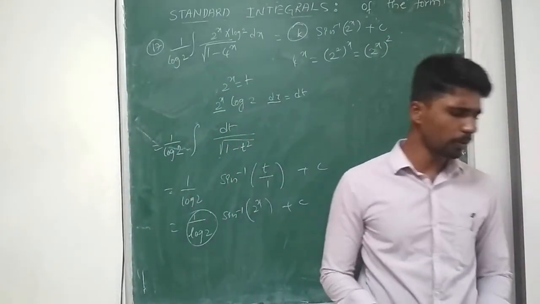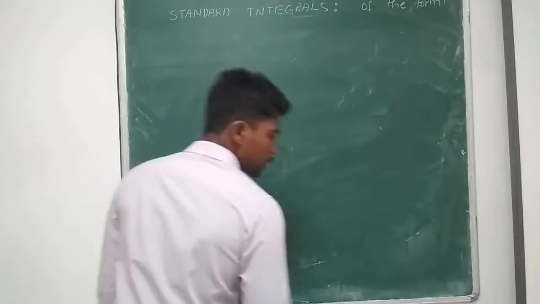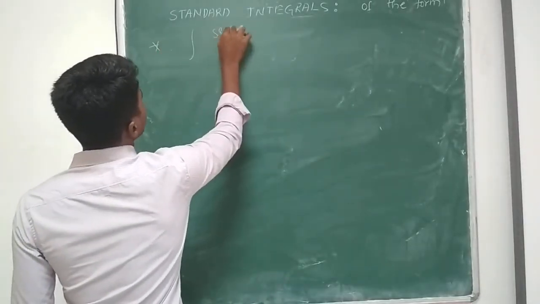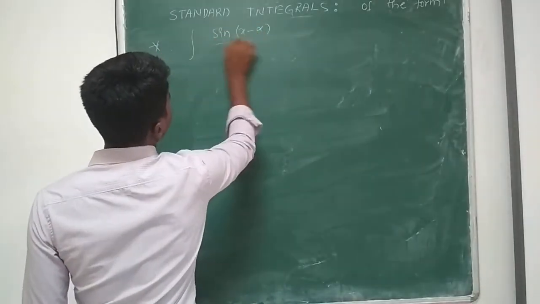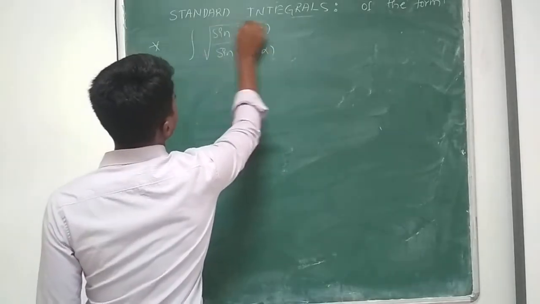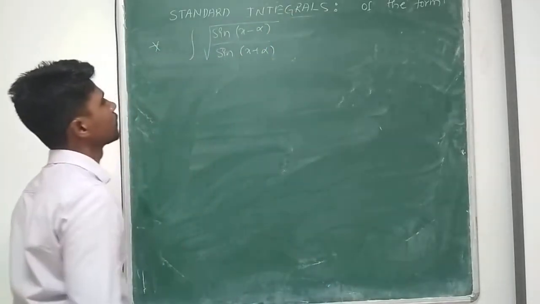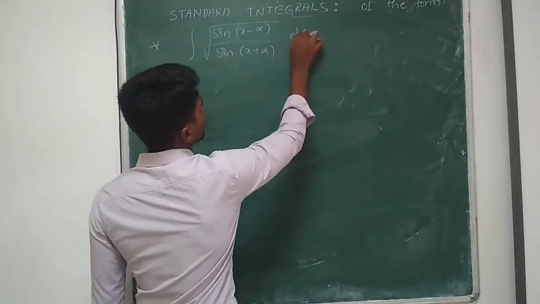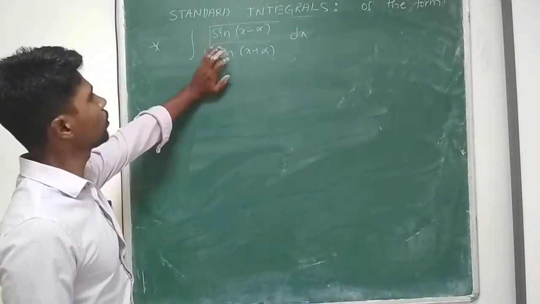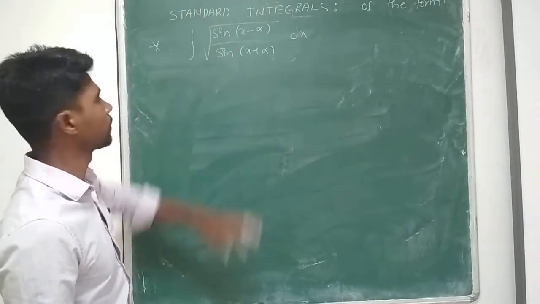One more problem, final problem. Next problem: integral of square root of sin of x minus alpha by sin of x plus alpha, dx. Same procedure. If I have a root, make the numerator free from the root.